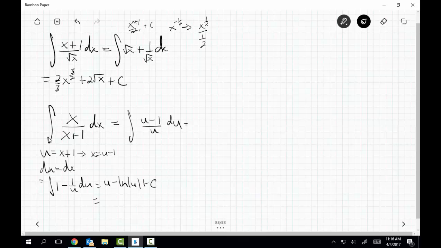And then we back substitute, because I started with a function of x. So this is u, which is x plus 1, minus the natural log of the absolute value of x plus 1, plus c. And guess what? I'm done. Yay! Smiley face. Okay, cool. Now, one last thing. Well, two last things, technically.